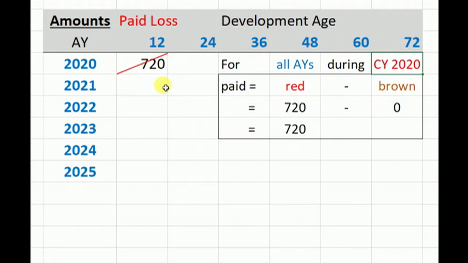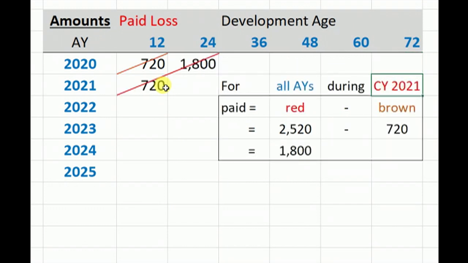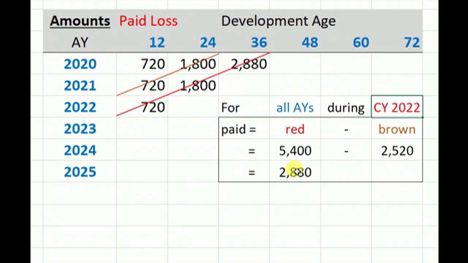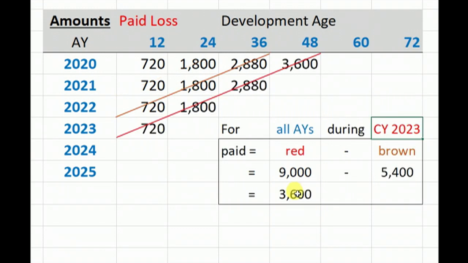Okay. So let's advance by 1 year. Now, this is going to make more sense because we actually have a prior diagonal. So the calendar year paid loss during 2021 is this red diagonal minus this brown diagonal. So 2520, that's the sum of 720 and 1800, minus the 720 is 1800. And you just follow the same pattern for the next year. The sum of the values on the red diagonal minus the sum of the values on the brown diagonal. Do the calculation over here. You get 2880. Okay, and so on, and so on.